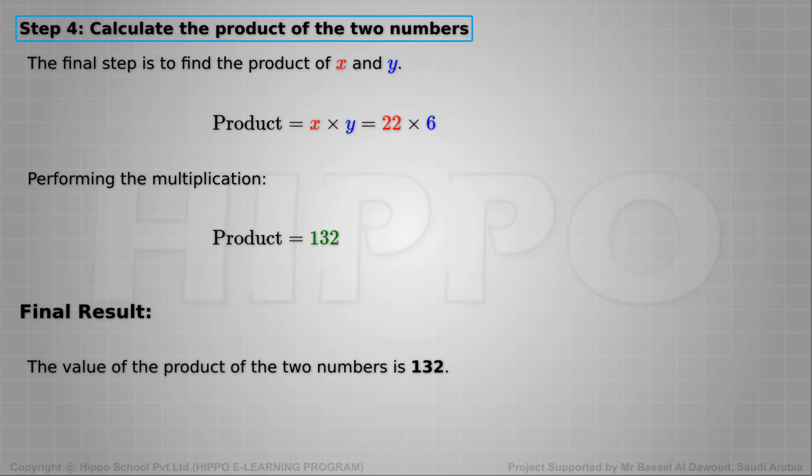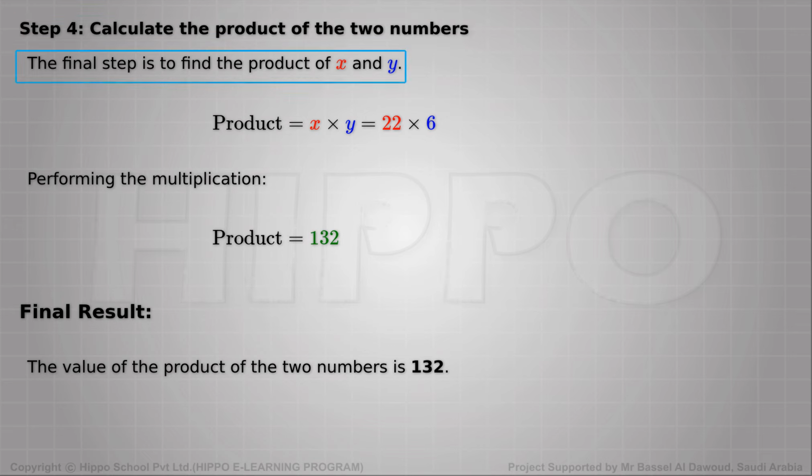We're at the final step, step 4. It's very important to reread the question to make sure we're actually answering it. The question asks for the value of the product of the two numbers. The word product tells us to multiply. So we need to calculate the product of our two numbers, x and y.